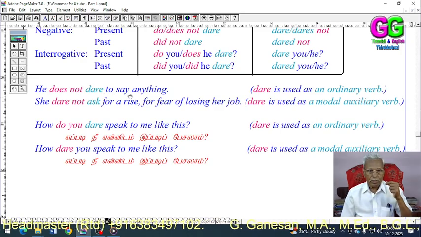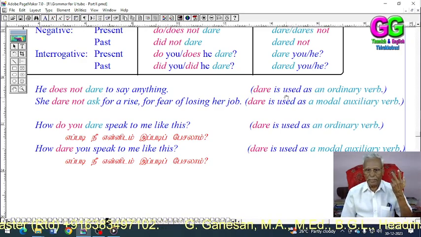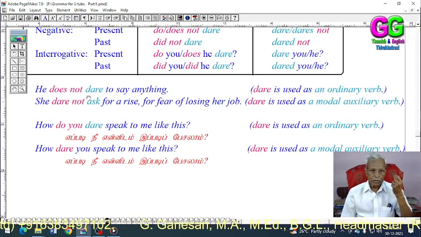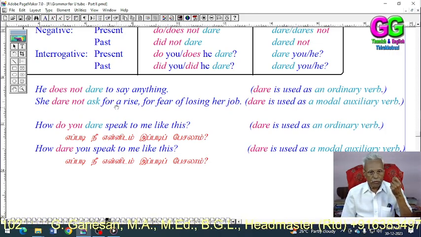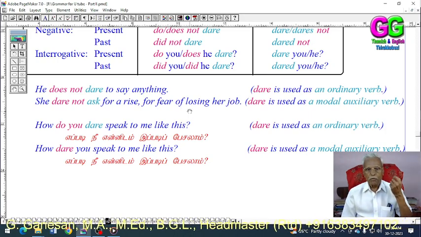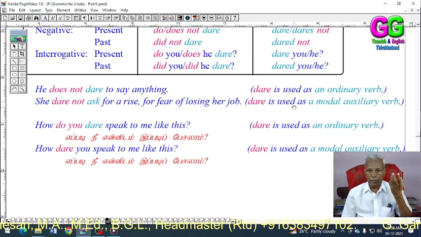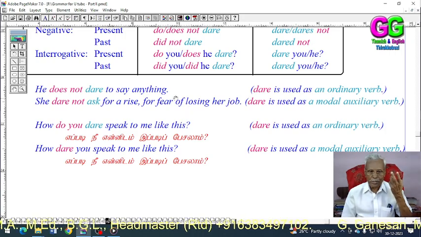He does not dare say anything. That is, dare is used as an ordinary verb. She dare not ask for a raise for fear of losing her job. Dare is used as a modal auxiliary.